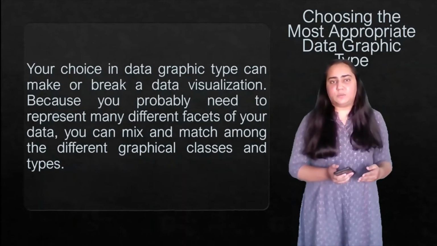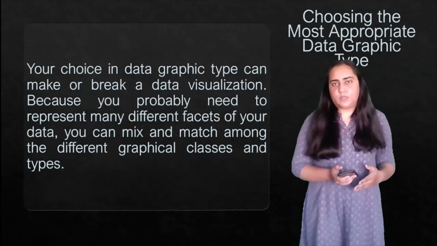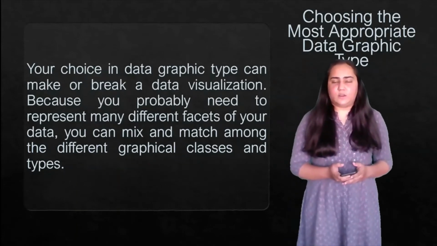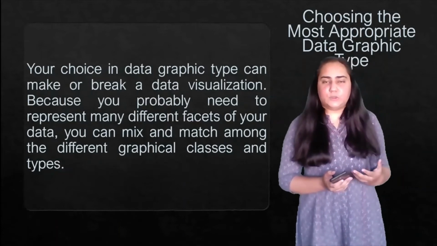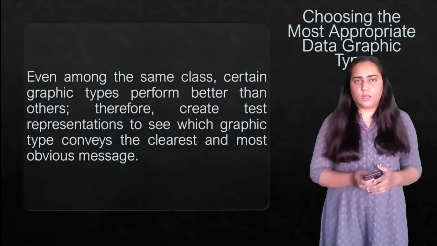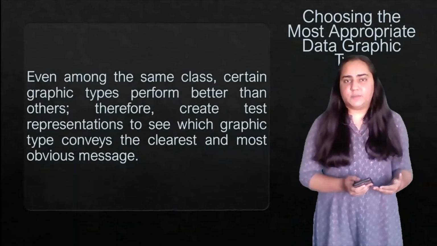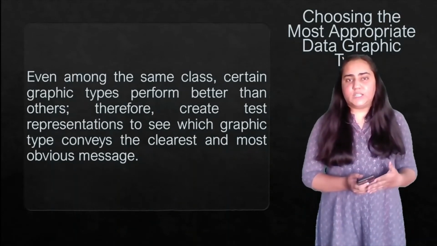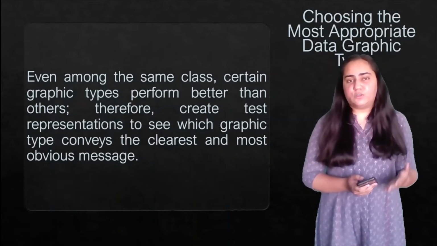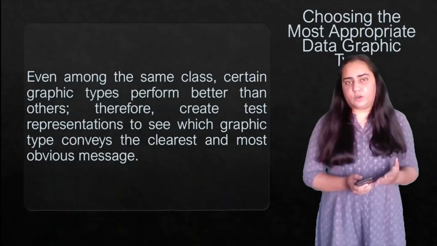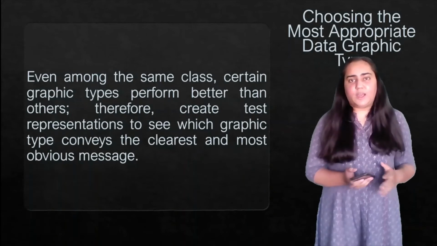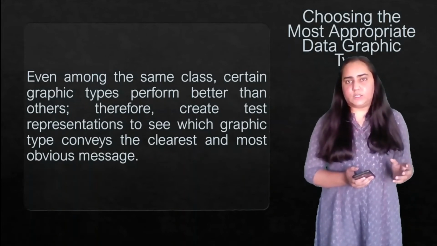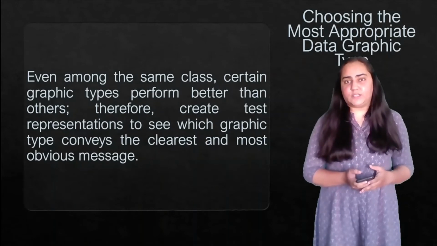You can mix and match among the different graphical classes and types, because there are so many types of graphics and options available for you to choose from. That's why you might get confused and probably choose something that is not appropriate. Even among the same class, certain graphic types perform better than others. Therefore, create test representations to see which graphic type conveys the clearest and most obvious message. So you don't just want to choose one, you want to choose many and try them all out, and then find out which one of those is working the best for the type of visualization that you want to perform.